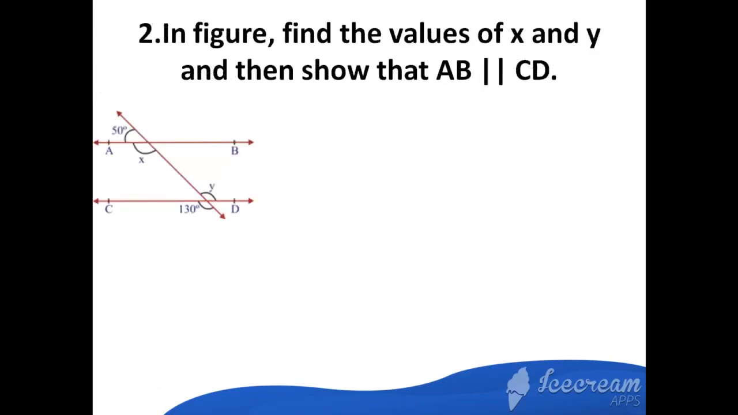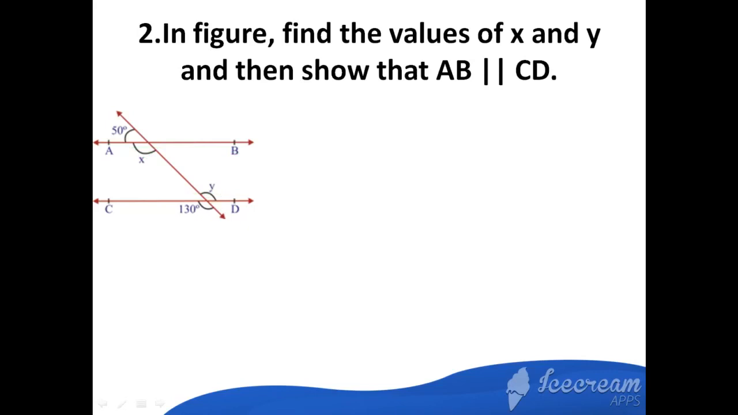Now let's see the second question. In the figure, find the value of x and y and then show that AB is parallel to CD. Now we want to find x and y, plus we want to prove that AB is parallel to CD. Now let's solve the question. First I mark the points and angles in the diagram. Here x is, and y is here, and here are AB and CD. We want to show that these two lines are parallel.